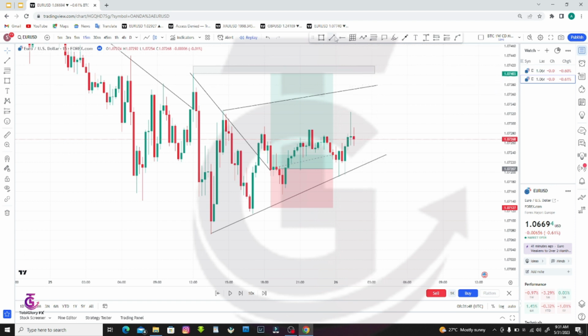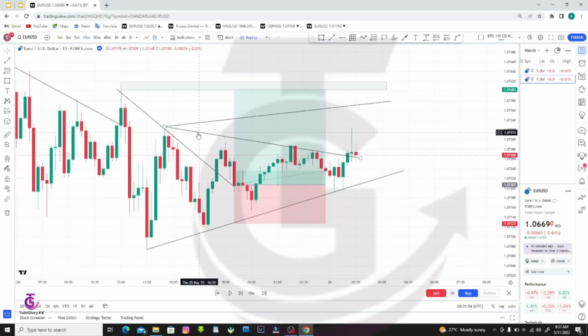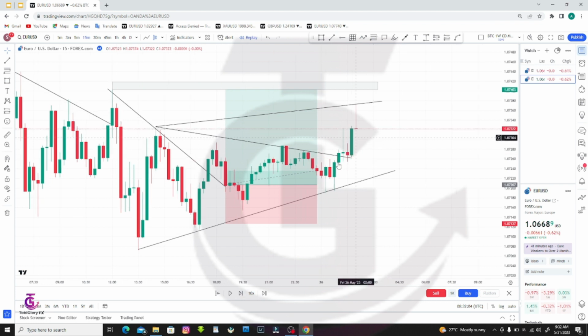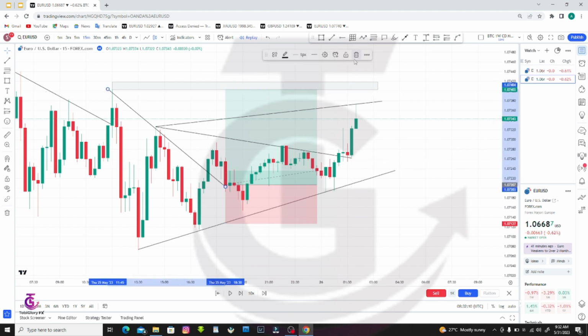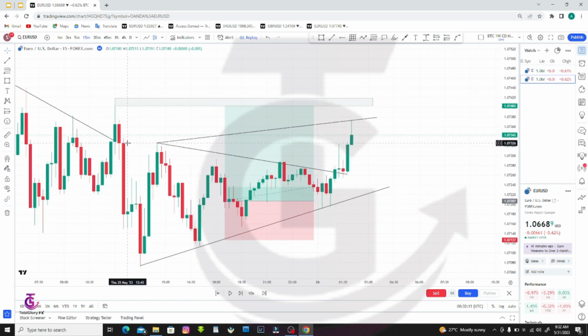Now look at this. We have this trend. If price break above this, we need a retest to continue what? The buy trend. And as you can see, a retest and moving. You don't need to dirty your charts. Can you see?